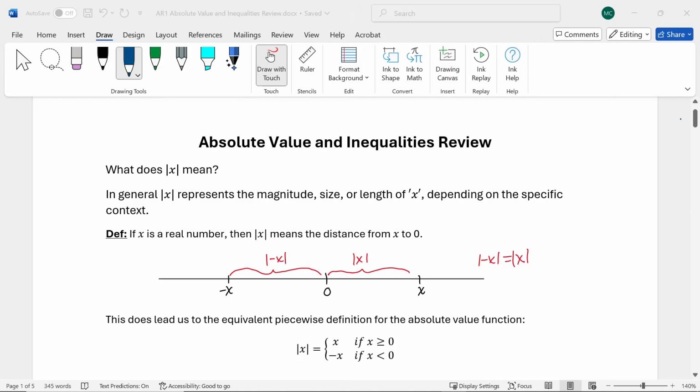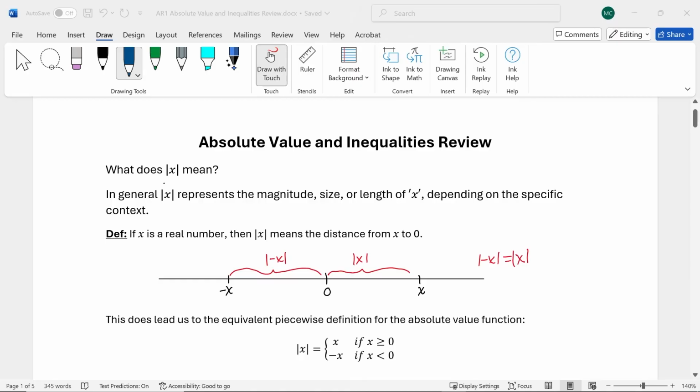Hello everybody, and welcome to our video on absolute value and inequalities. So here we're going to be talking about this because we really need a strong foundation in understanding what absolute value means and how to work with the algebraic inequalities that are going to arise later in calculus. So let's go ahead and just jump right in.